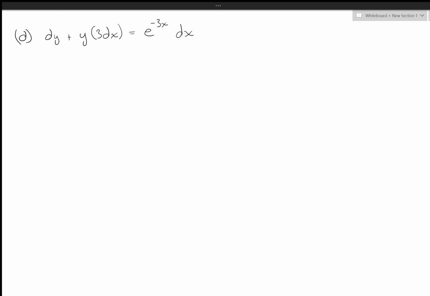Okay, so if we compare, this is dy by dx plus p of x times y equals q of x. What that means is what we need to do is divide everything by dx.